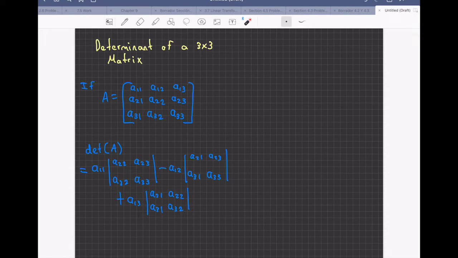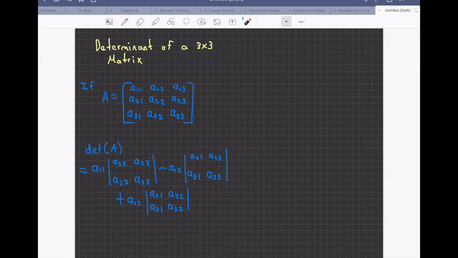So this is the definition to compute the determinant of a matrix with size 3 by 3. You will understand why this is the definition later, because we're going to define later on how to compute the determinant for a matrix with size n by n. But by now, let's get used to this one.